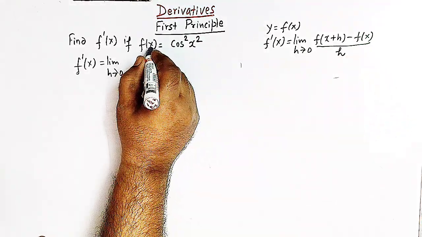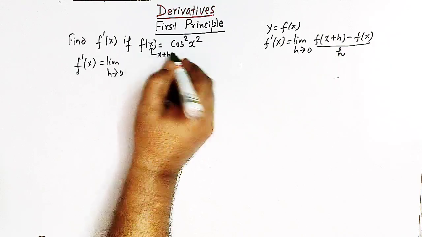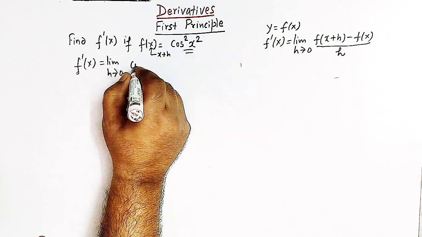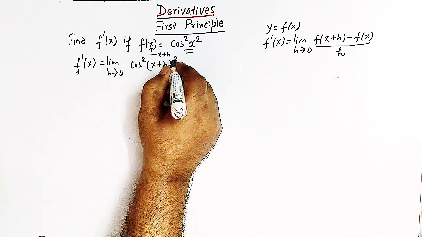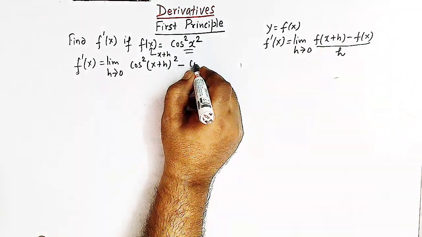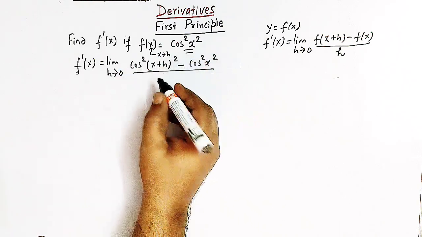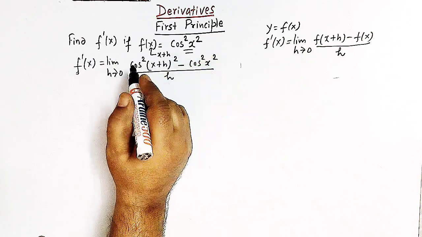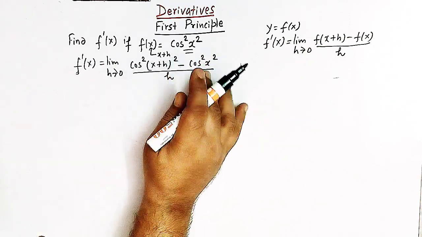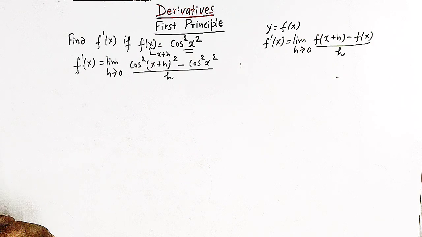So f of x plus h can be obtained by replacing this x by x plus h in this function. So we have cos square, and x square can be written as x plus h square, and then we have f of x, which is cos square x square, right? And we divide this difference by h. Now here we can see that we have the difference of two terms containing cosine square. So here we'll make use of one important identity from trigonometry.